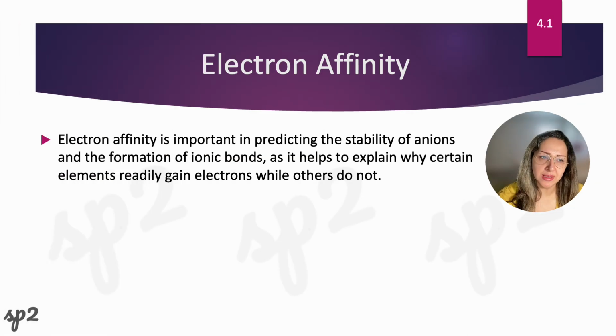As we said, the electron affinity is an important concept in predicting the stability and the reactivity of our anions, especially when they are trying to form ionic bonds. It also helps us to understand why certain elements are super happy and very ready to gain electrons, but that is not the case for many other elements.